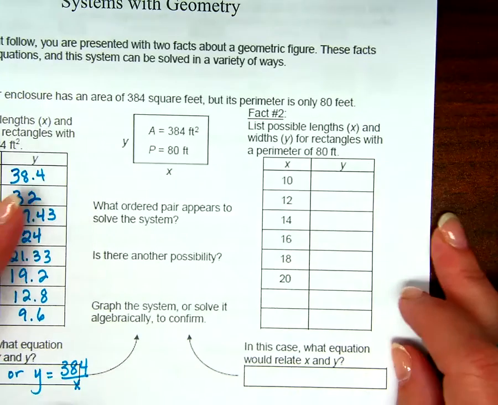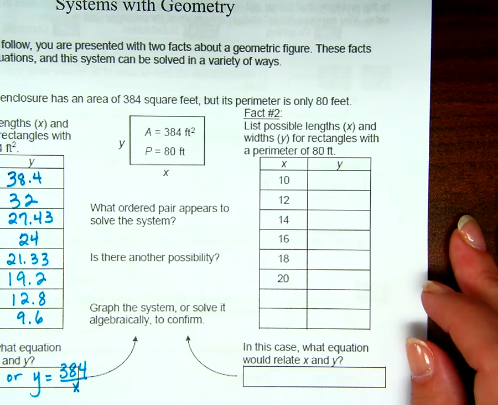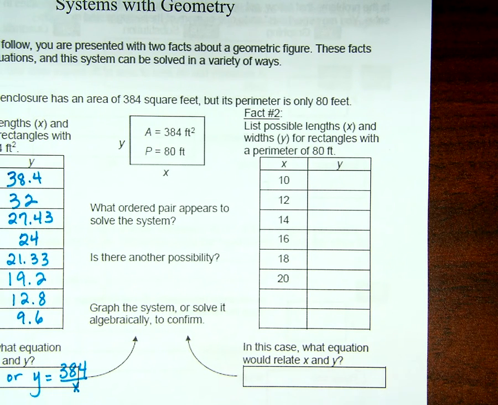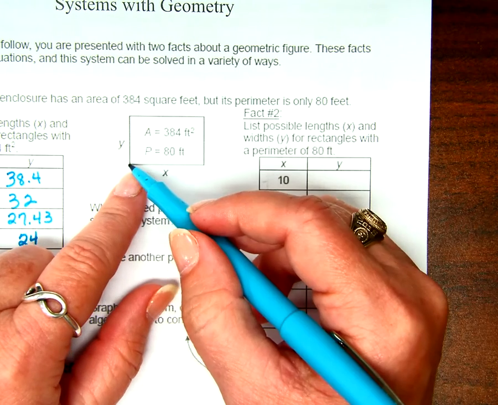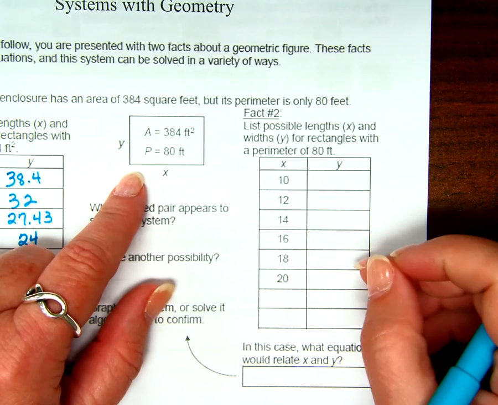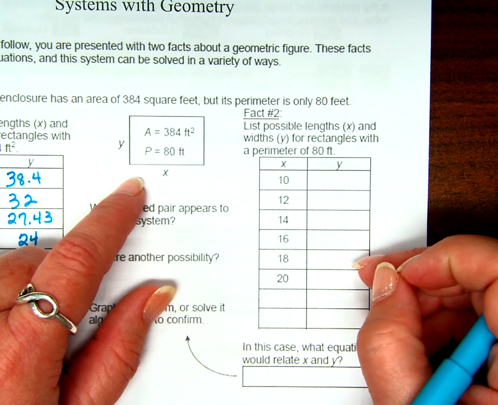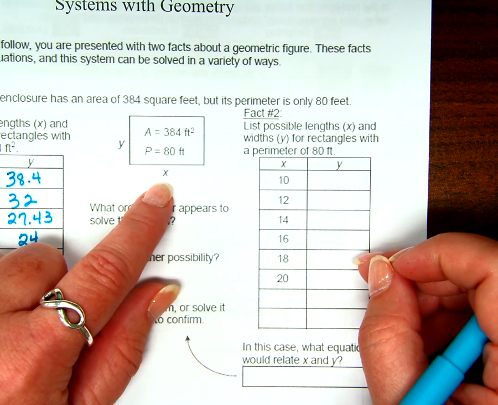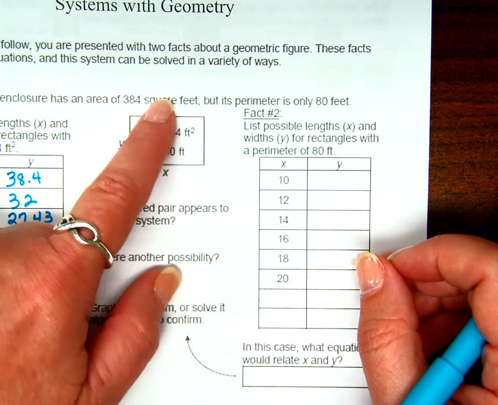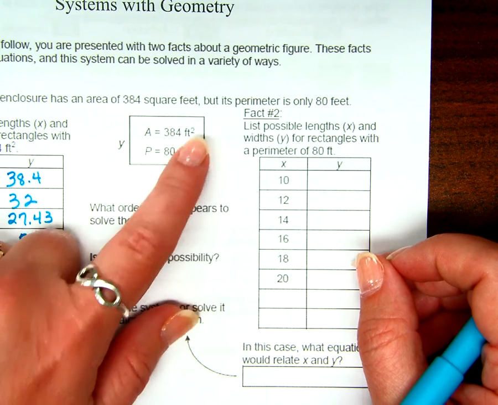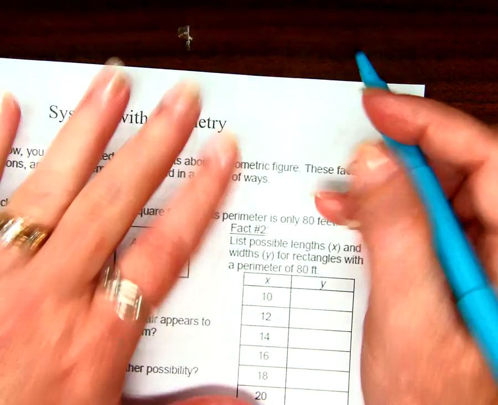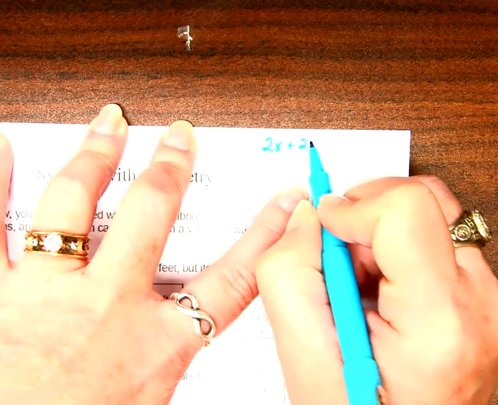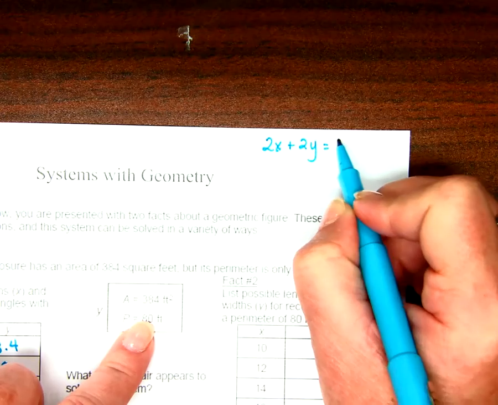What about the perimeter side? We add up all the sides. Is there some sort of mathematical equation we can use to find perimeter? Do we want to write x plus y plus x plus y? Or is it easier to say, how many x's are there? 2 x's. And how many y's are there? 2 y's. So 2x plus 2y should equal the perimeter, right? So in this case, 80, right?